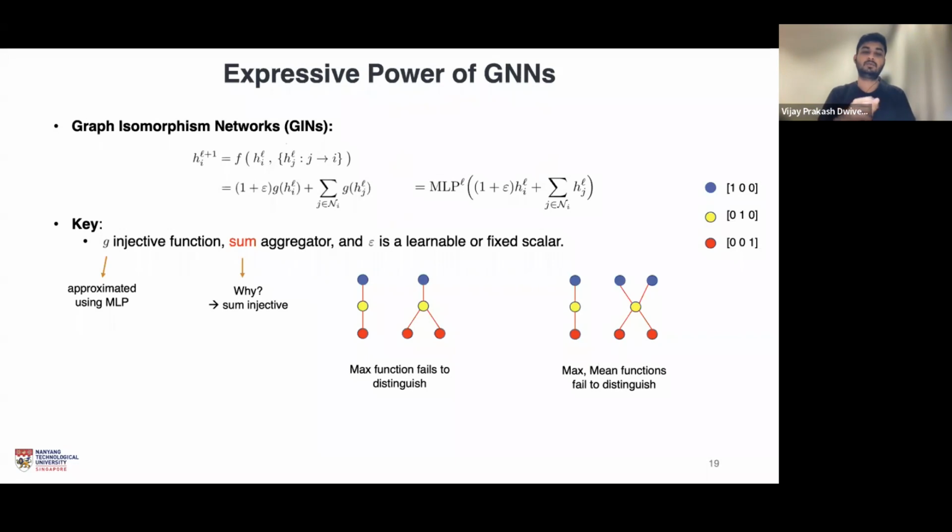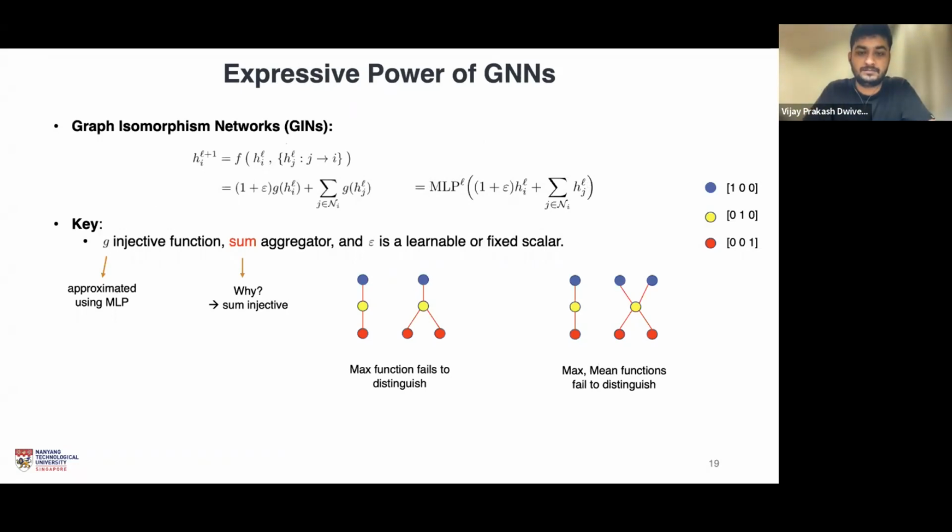To make this function f injective, we must consider this G as an MLP and the aggregation as sum. And then there's another term, epsilon, which is a scalar added to that. It requires this term as well. So if we consider these three key ingredients, then we have a construction of this form, and this is named the graph isomorphism network, because its expressive power is the same as that of the 1WL test for graph isomorphism.